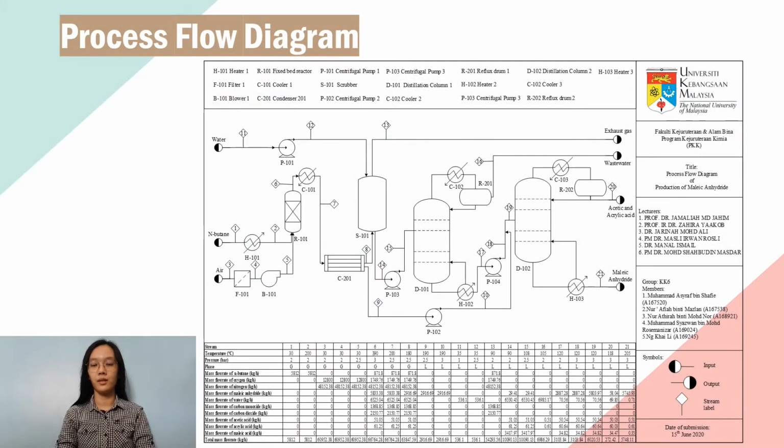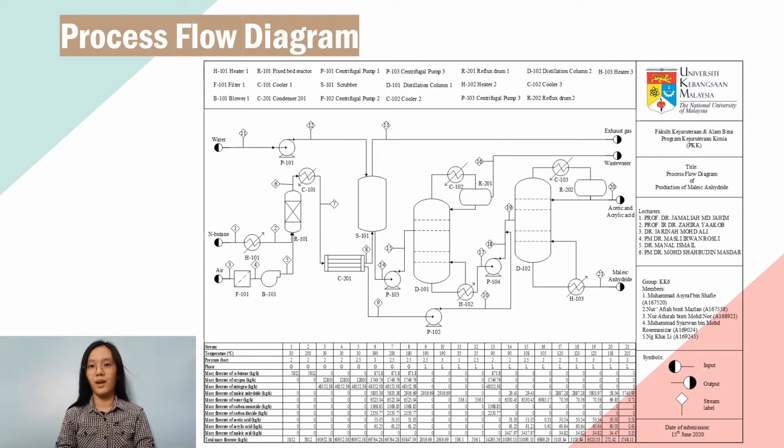I will present the process description of the production of maleic anhydride. The production of maleic anhydride is an oxidation process of n-butane containing vanadium and phosphorus oxide as the catalyst. At the first stage, the air and the butane are fed to the packed bed reactor, and the reaction is carried out in the packed bed reactor at a temperature of 390 degrees Celsius.